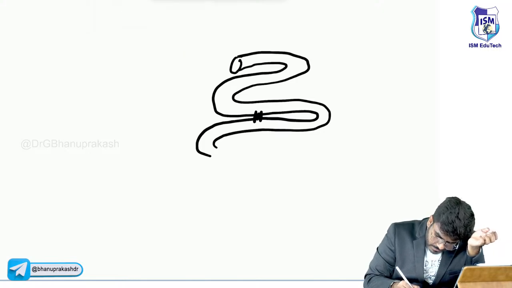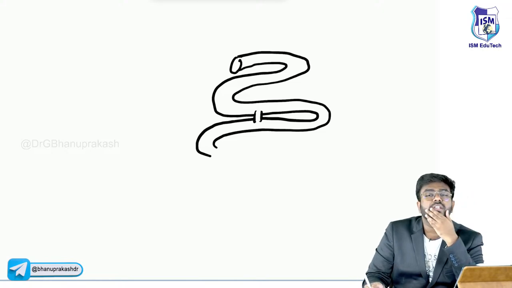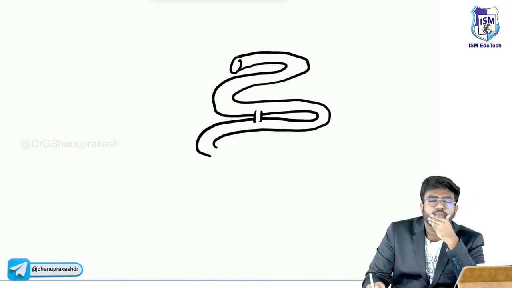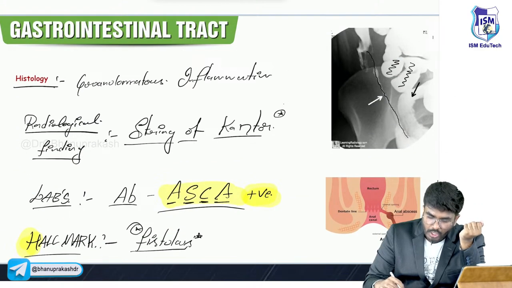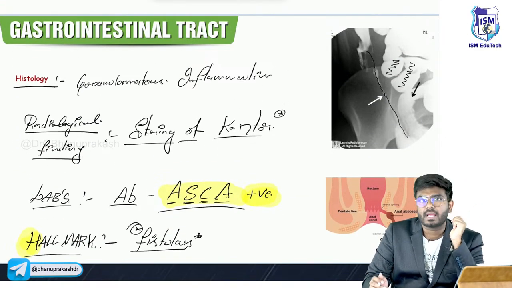For example, look here. Like this, fistulas can occur. So fistulas are the hallmark because it's a transmural inflammation. Again and again, I'm repeating.